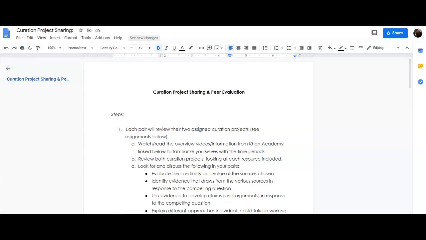Hi everyone, I'm going to take you through the process for sharing your curation projects and completing your peer evaluation. So what I have done is I have matched everyone in class up with a partner, and each of you will be assigned 2 curation projects that a classmate has completed, and those assignments are shown below in this document.